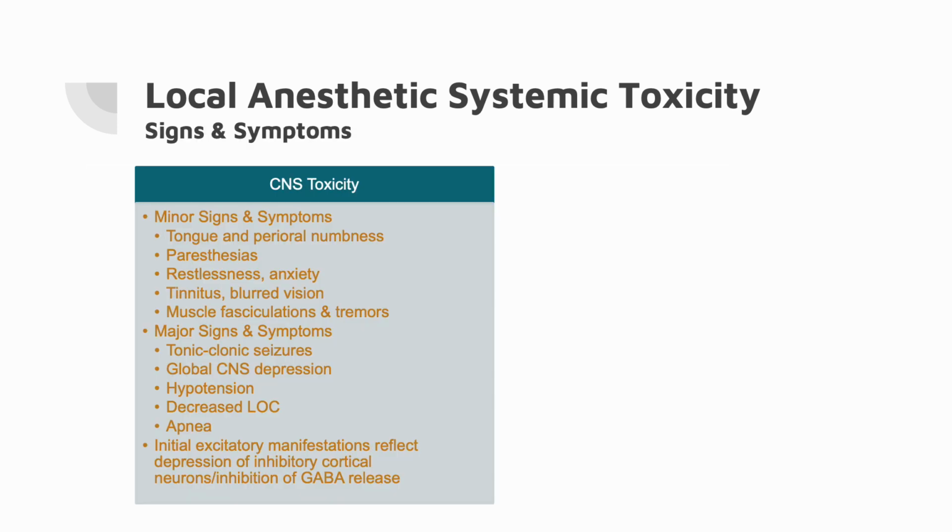All right, so now that we know what can cause toxicity, let's talk about the signs and symptoms. So we're going to have neurotoxicity symptoms, and then we're also going to have cardiovascular. So our minor ones are our numbness around our mouth and our tongue, some tingling in our fingers, some restlessness, anxiety, blurred vision, ringing in the ears, and then the tremors.